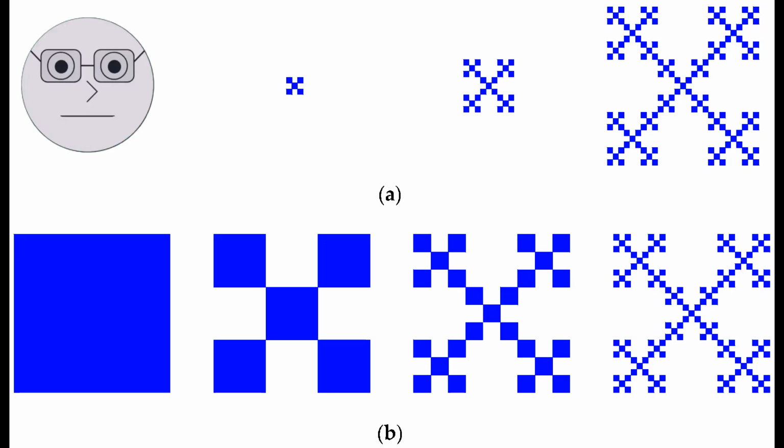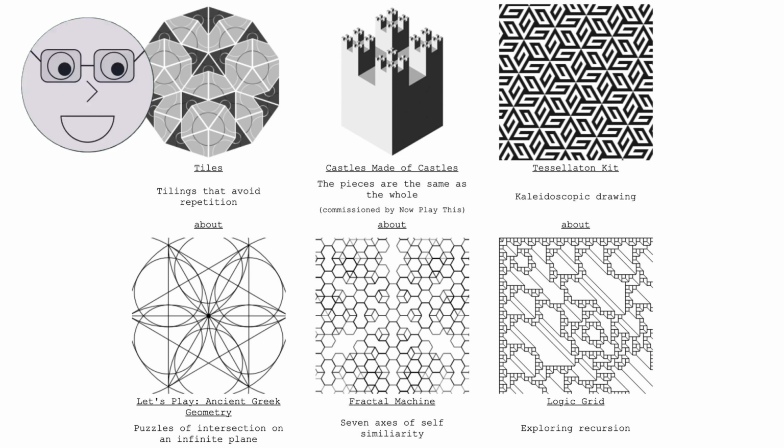The dimension of a fractal is not necessarily an integer, but can be a fractional or even a complex number. For example, the Sierpinski triangle has a dimension of 1.585, while the Koch snowflake has a dimension of 1.2618. Fractals have many interesting properties that make them useful in a variety of applications.